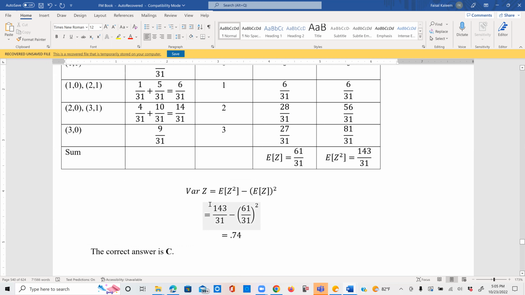Now we are ready to get the variance. That's E of Z squared minus E of Z, whole squared. So that's 143 over 31 minus 61 over 31, whole squared. That ends up being 0.74. That is choice C.